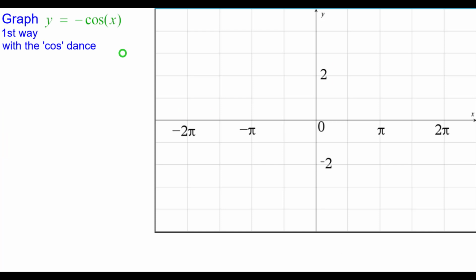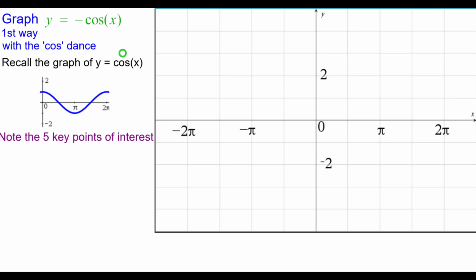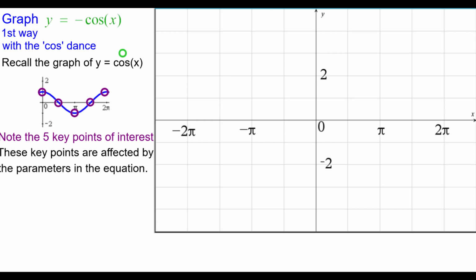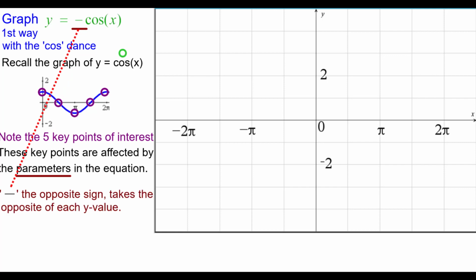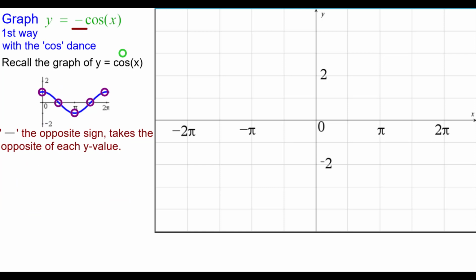The first way is with the cosine dance. Recall the graph of the cosine wave, one period. Note the 5 key points of interest. These key points are affected by the parameters in the equation, and in this one there's just the 1. This is the opposite sign. This takes the opposite of each y value.